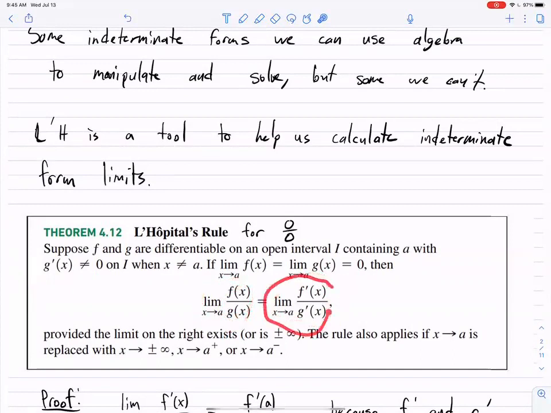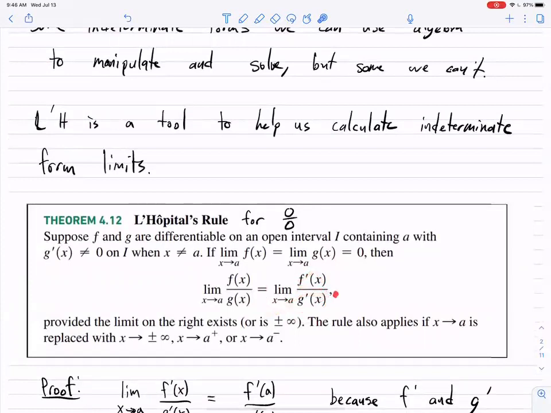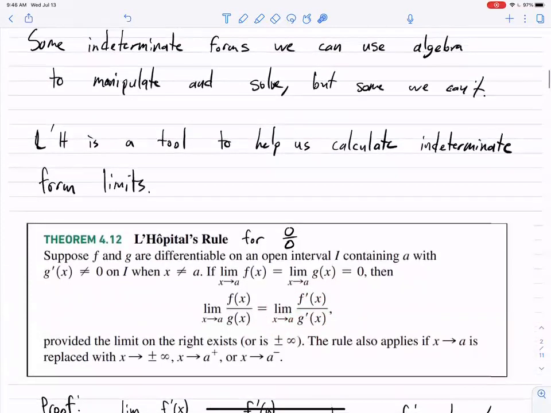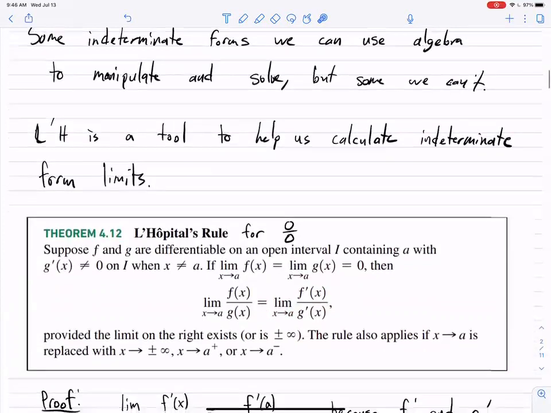So this is not the quotient rule. This is saying take the derivative of the top. It's what you wish the quotient rule was. It's take the derivative of the top, divide by the derivative of the bottom, and then take the limit. And if this limit exists, then it's the same as the original limit. And so this allows us to find things like sine of x over x.